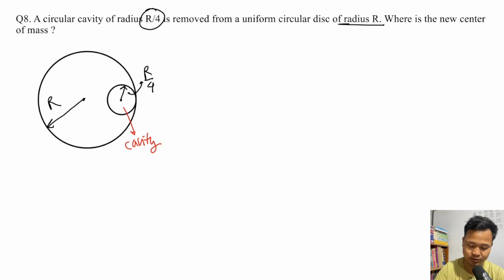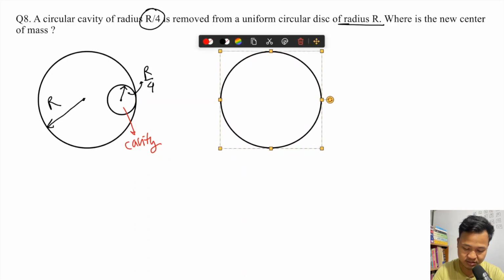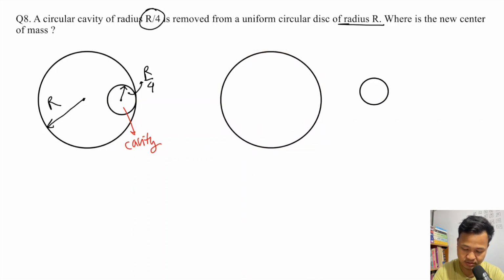So how do you get this thing? You can, from the initial mass, subtract that small disk. Okay.